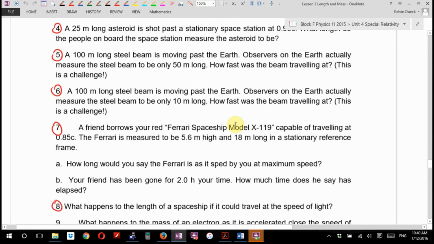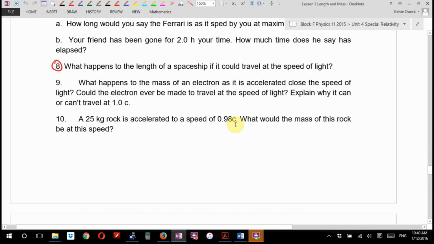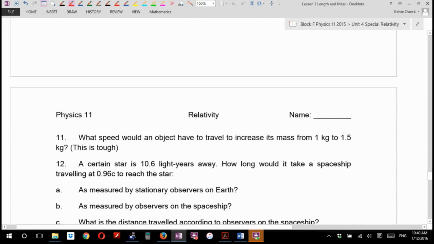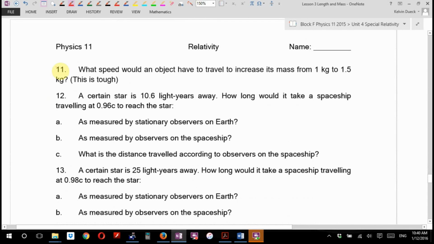I had already assigned, I said you could handle 1 through 8. You can now also handle number 9. Number 9 is just conceptual. Number 10 is when you're starting to calculate what happens to mass. Number 11, I haven't done finding V. See if you can figure out how to find V in this equation. I'm going to give you a hint.